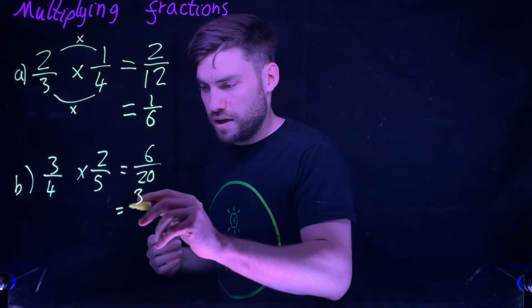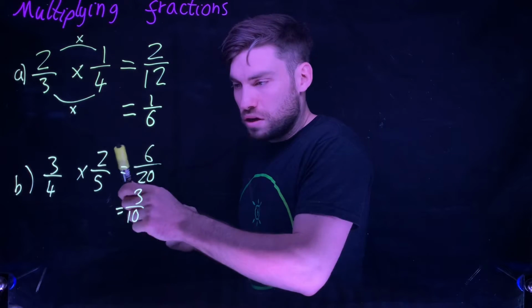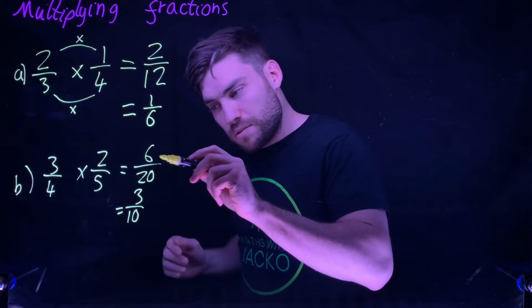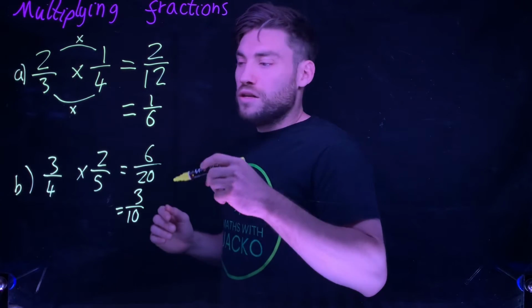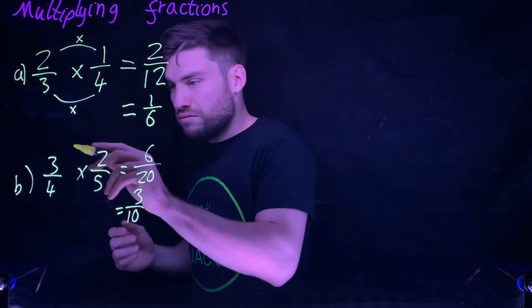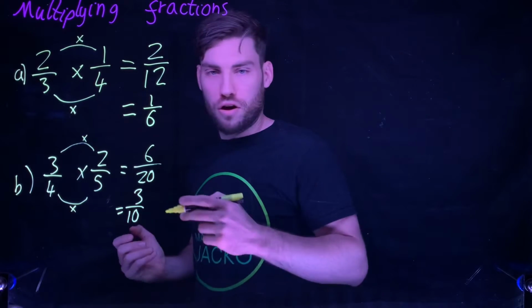Simplified will be 3/10. So pause it, and have a see how I got the answer so you can figure it out. Maybe you got this bit but didn't quite simplify it. Okay, so pause it so you can do that. Okay, right, all I've done yet again is multiply the numerators and multiply the denominators.